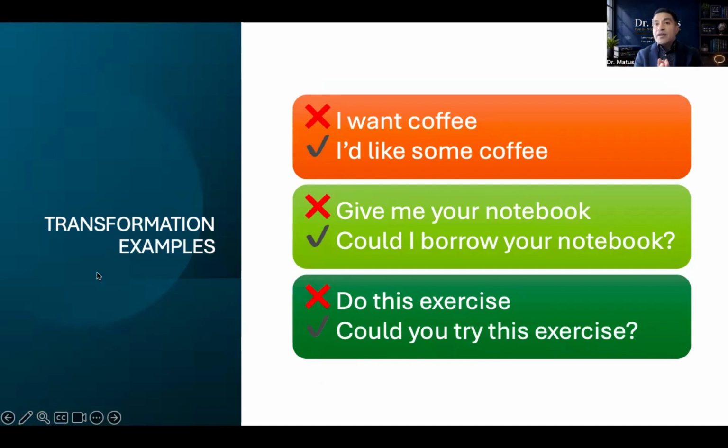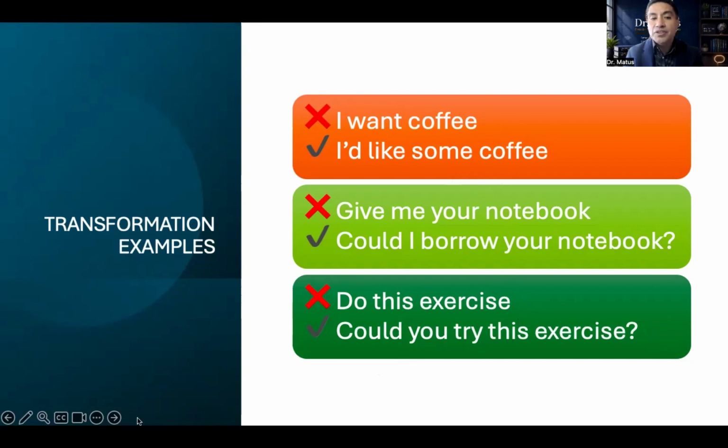So let's have a look at how we can transform some sentences to achieve these goals. Instead of saying, I want coffee, you may favor a different structure: I'd like some coffee. Instead of give me your notebook, as we mentioned in the first video, could I borrow your notebook? Instead of do this exercise, could you try this exercise? In most Chilean classrooms, we usually hear teachers of English saying, I want your attention, give me your notebook, give me your pen. Now students do this exercise. Teachers can model these structures by saying, I'd like some, could I borrow your notebook? Could you try this exercise?